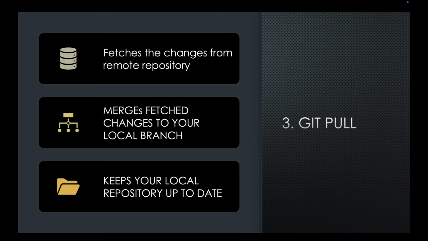So let's move to our next command, that is git pull, that we just used. So you have seen that it is used to fetch the remote changes on our local machine. We fetch the remote changes on our local. It is also used to merge the changes in our local branch, and it keeps your local up to date.